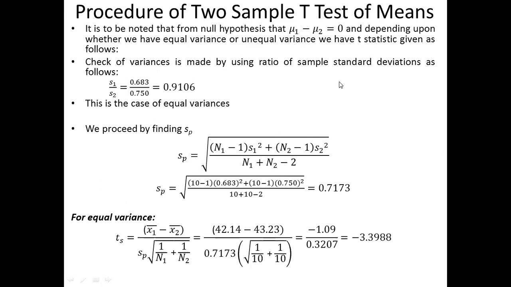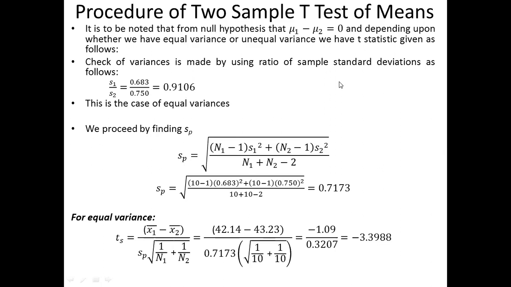Since we first have to check whether it is a case of equal or unequal variance, we take the ratio of s1 upon s2, and we get 0.683 upon 0.754, which is basically 0.9106, and which satisfies the case of equal variance. For the case of equal variance, we first have to find the pooled standard deviation, which is given by this formula. Again, this formula is the same one that we use for the estimation of the differences of means. So we plug in the values, the ingredients of this formula, and get Sp, which is 0.7173.